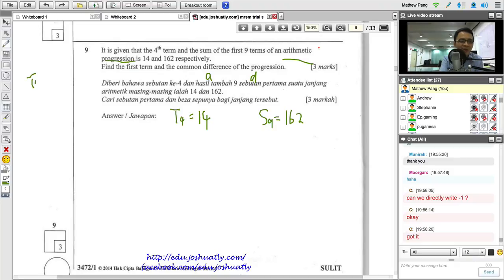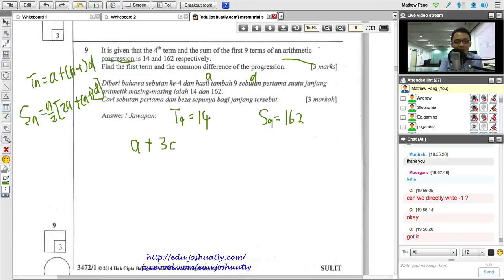Hope you still remember the formula. Tn equals A plus (n minus 1)d. Sn equals n over 2 times (2a plus (n minus 1)d). I hope you still remember this formula. So A plus (n minus 1), which means 3d, equals 14. Maybe I say A equals 14 minus 3d. This is simple, just the formula.